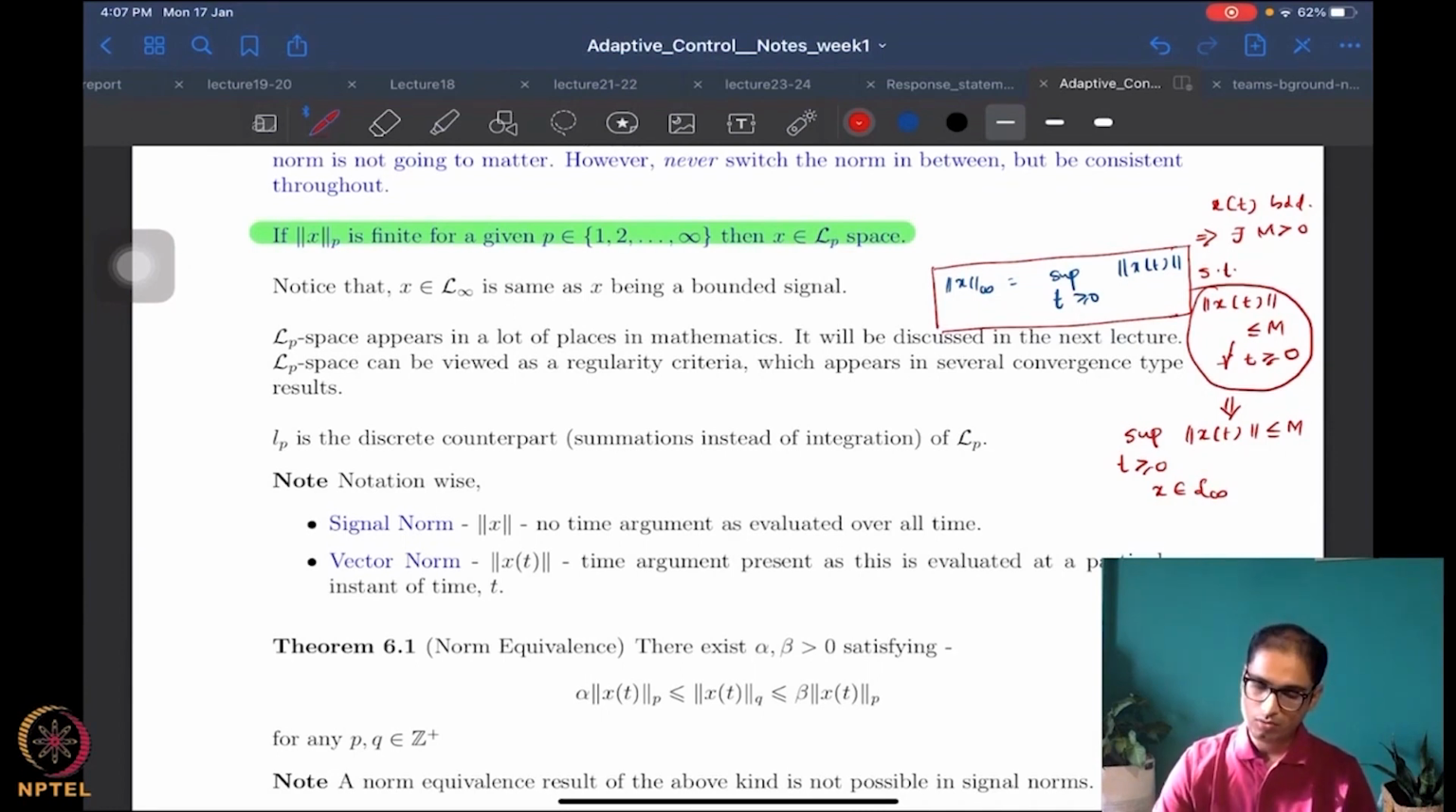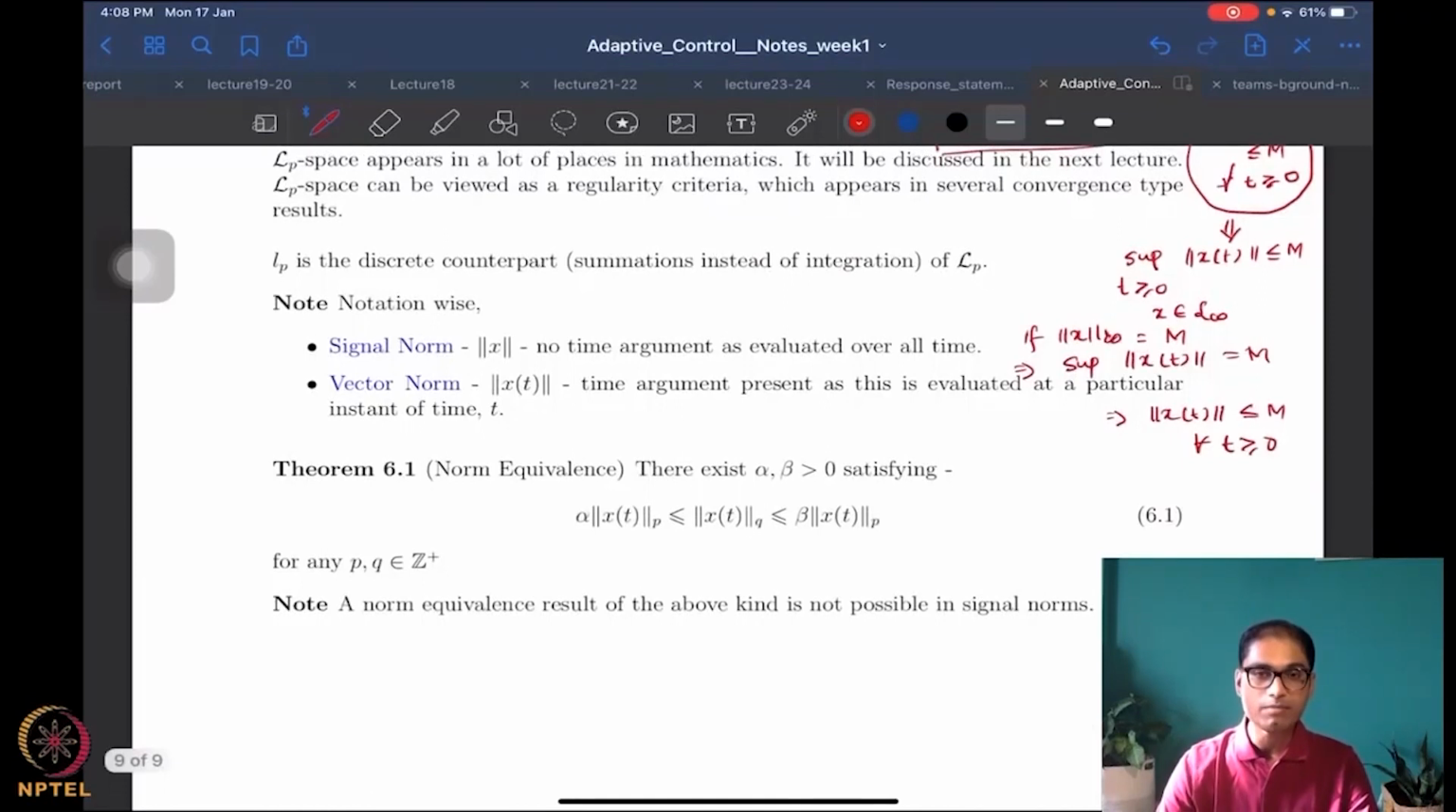Okay. So now, what about the other way around? If the infinity norm is bounded, so say I know that if the infinity norm of x is equal to m, what do I know? I know that sup of norm x(t) is equal to m, right? Which implies, and this immediately implies that norm x(t) is less than or equal to m for all t greater than or equal to 0. Why? Because sup is just an upper bound.